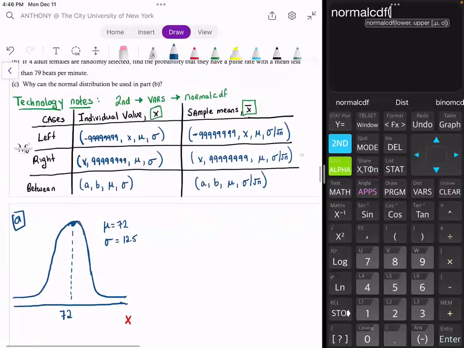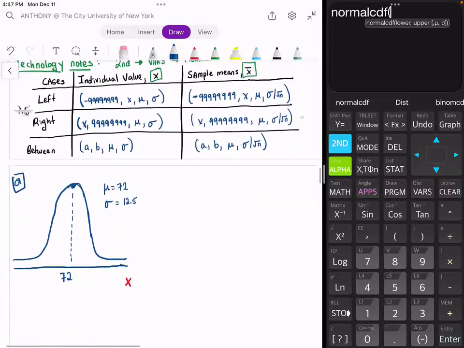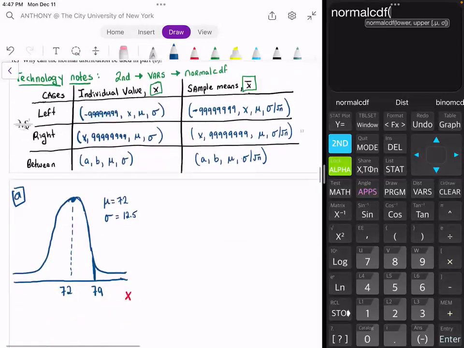Now, the value of X that we're looking at is going to be 79. So 79 is located to the right of 72, right? It's bigger than 72. So let's say somewhere here is 79. And it says that I have less than 79. So when I want to shade in that area or region on this bell-shaped curve, it should look like this region. Anything basically less than 79. So this is my left case.